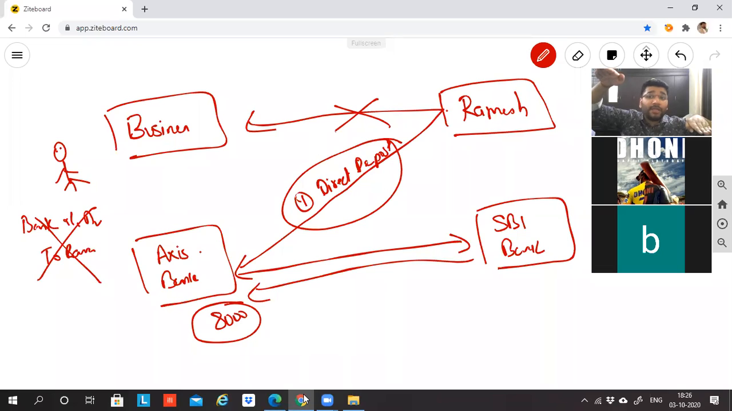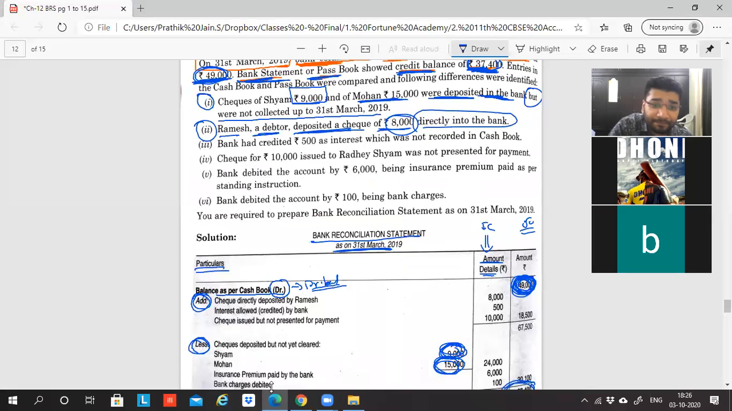Whenever there is a difference, you need to prepare a bank reconciliation statement. So in the bank reconciliation statement, since you said that bank is correct, I will not touch the bank. I will increase the balance in the book, not in the form of a journal entry, but in the form of a BRS. I'll prepare a statement. In the statement, I will add 8,000 rupees and make the level equal. So technically, I am adding the check deposited directly by Ramesh, 8,000 rupees.